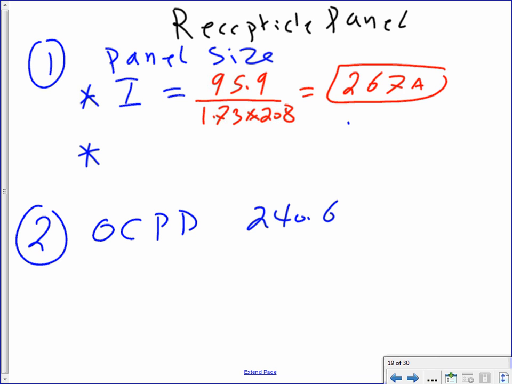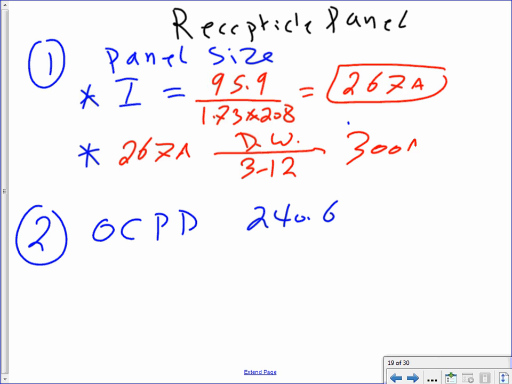I need to size my panel, so I take 267 amps and take it to the DeWalt book, page 3-12. Please get the DeWalt book. If you don't have it, guys, in the test this time, no excuse. You have to have the DeWalt book. 3-12, and it will tell you this panel is 300 amp.